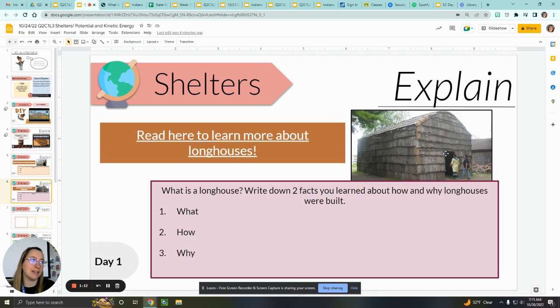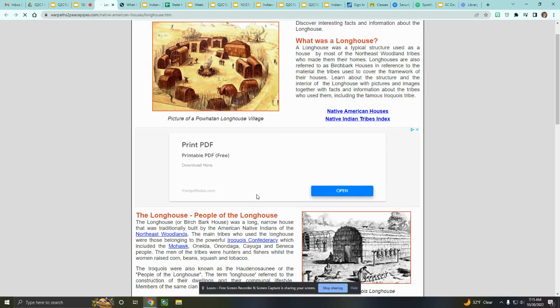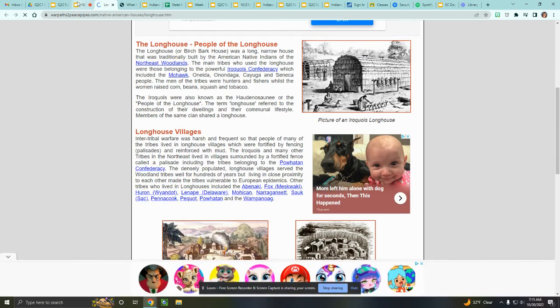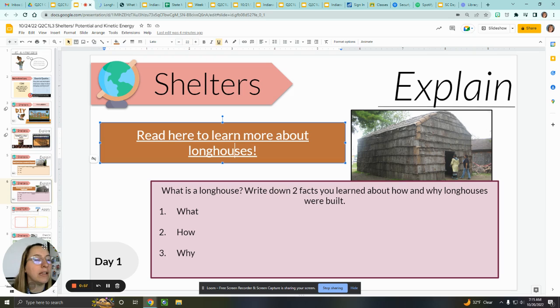Also for longhouses. There's an image of a longhouse that's still up to date. So you have that as well. And there's the article you should be able to open. What is a longhouse? How did people use it? Things like that is there as well. Let's go to the next slide.